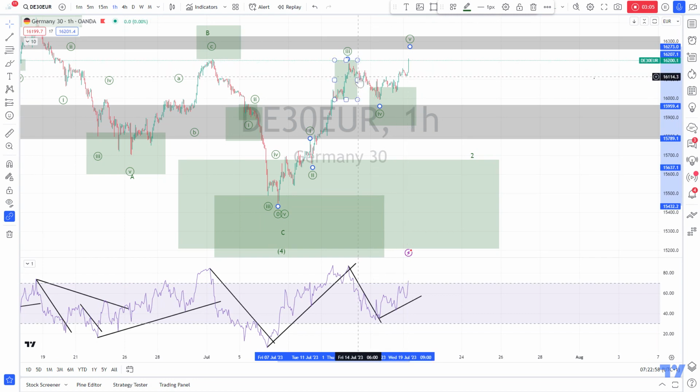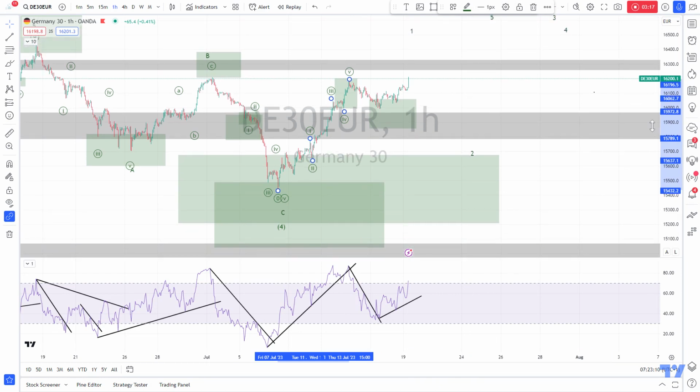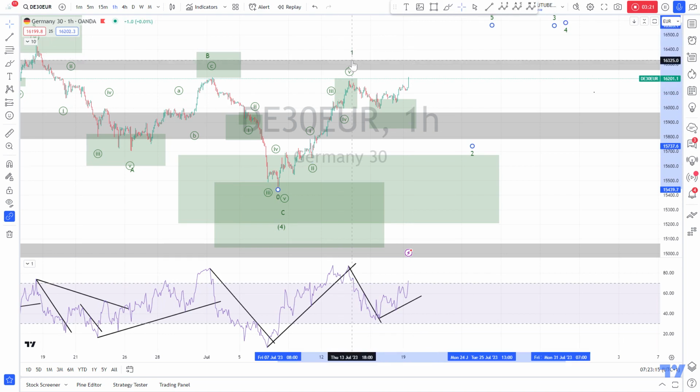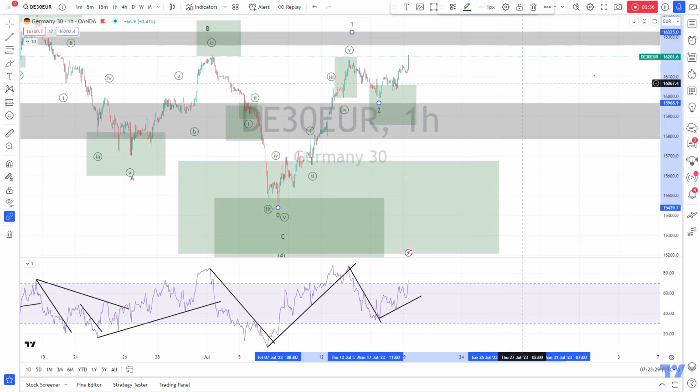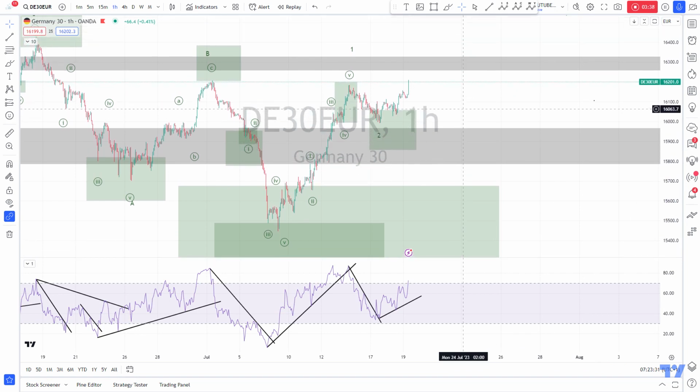So that would mean something like this. If so, now I'm talking about the interpretation that I just described about the cycles, then it should look like this actually, that we only had a very shallow wave 2, and that this might be the start of our wave 3. So what does this imply?